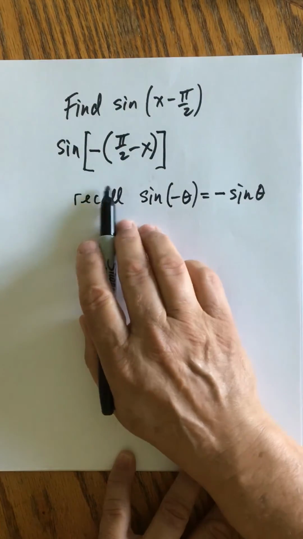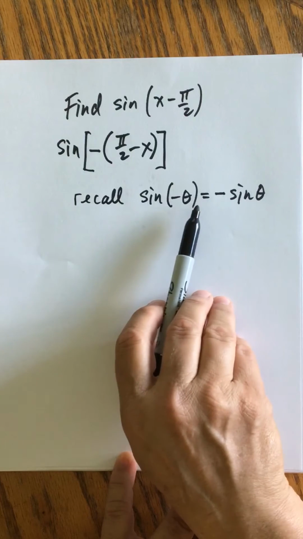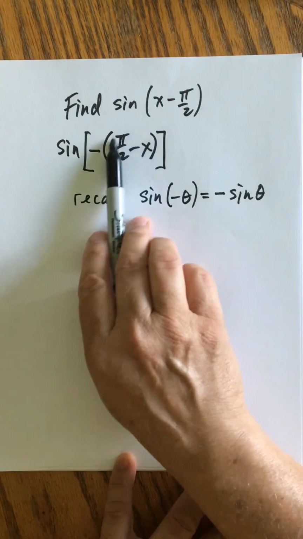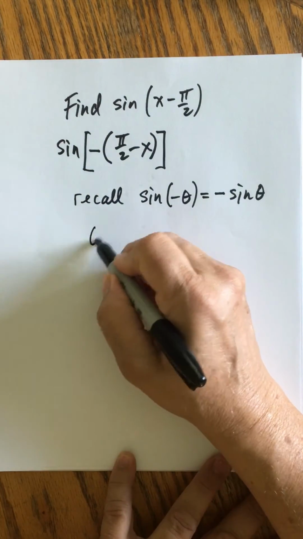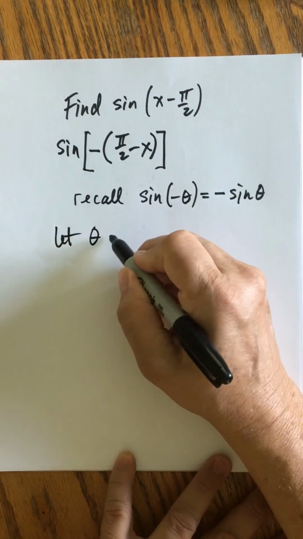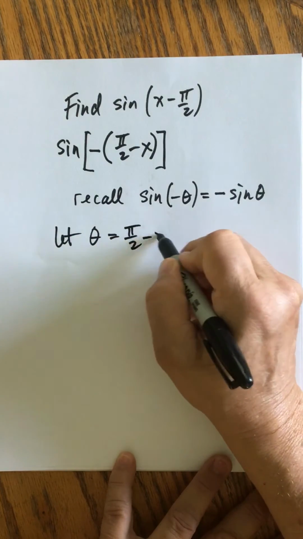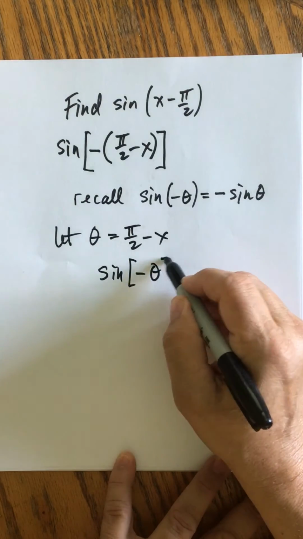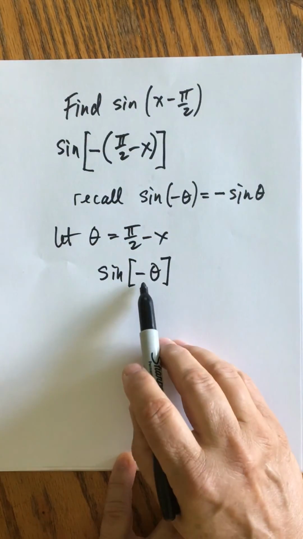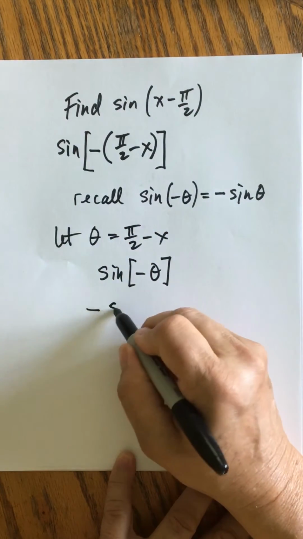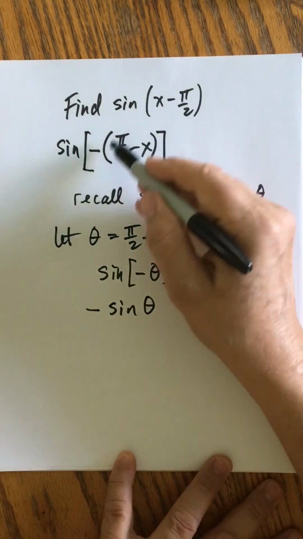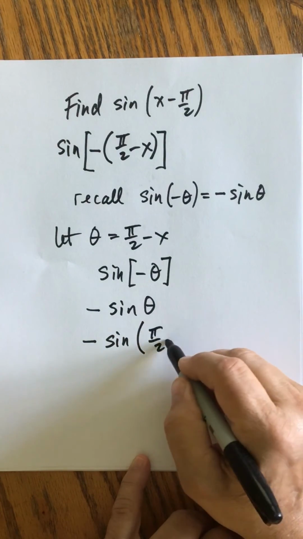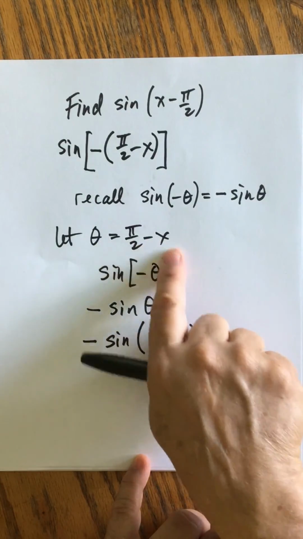All right, so now what I'm going to do is use this identity right here, and I have the sine of the negative of an angle where I'm letting this whole thing be an angle. So if it helps, you could say let theta equal pi over 2 minus x, and then you'd have sine of negative theta is what you really have there. And now I'm going to apply this and say, oh, well, that's negative sine of theta, but now let me put it back into what they originally gave me, sine of pi over 2 minus x, because that's what I let theta be, pi over 2 minus x.